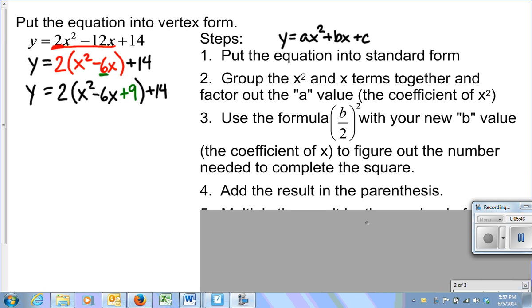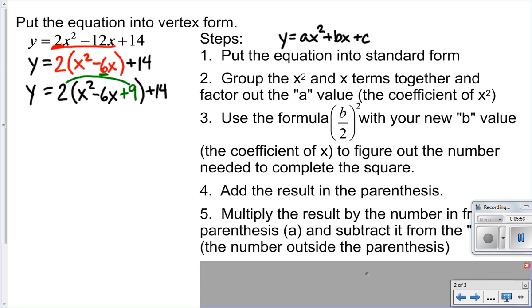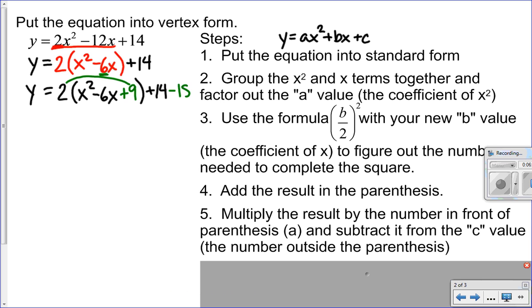Now it looks like I added 9, but because it's in parentheses with the 2 in front, I actually added 18. I got that by multiplying the number in front of the parentheses, which was the a value. If I were to distribute the 2, the 9 would then become an 18. So that number 18, I have to also subtract from my 14. That will make it so that my value actually doesn't change on that side of the expression.